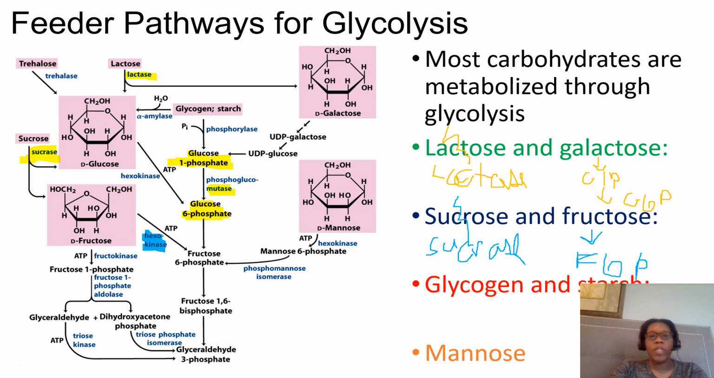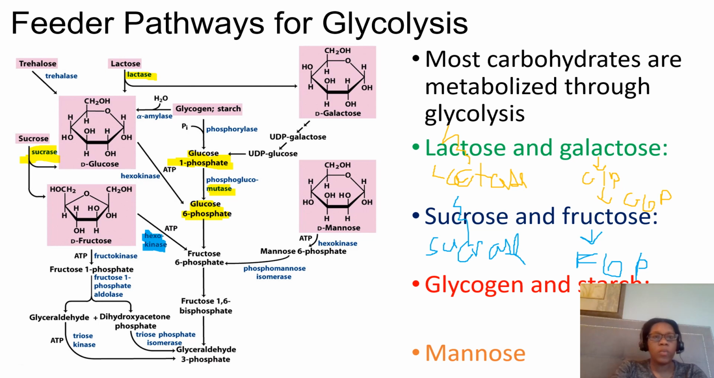All right, so we've broken down sucrose into glucose and fructose. Glucose goes through the glycolysis pathway. Now we need to get fructose in. Well, fructose gets phosphorylated to F6P, which is the third step in glycolysis.